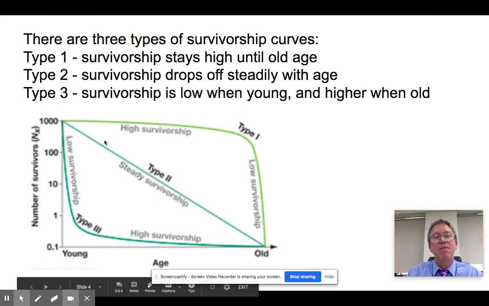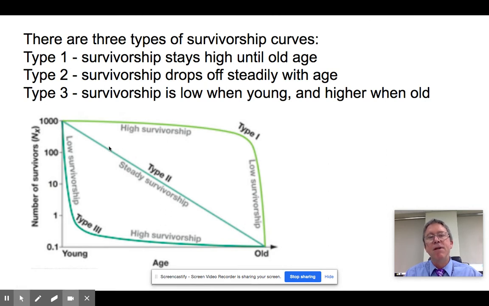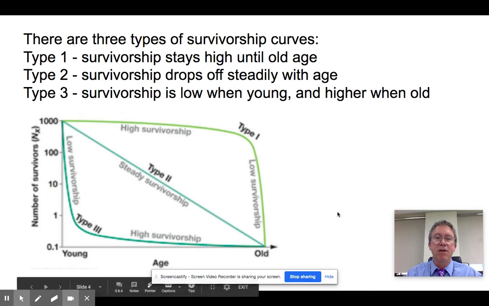So we find that type 2 has what we call a steady survivorship, that over time, the likelihood of surviving decreases at a pretty consistent rate. So those are the three types. We call them type 1, type 2, type 3 survivorship curves. And remember, this axis is going to be the number of individuals, and this is going to be the age of the individuals.